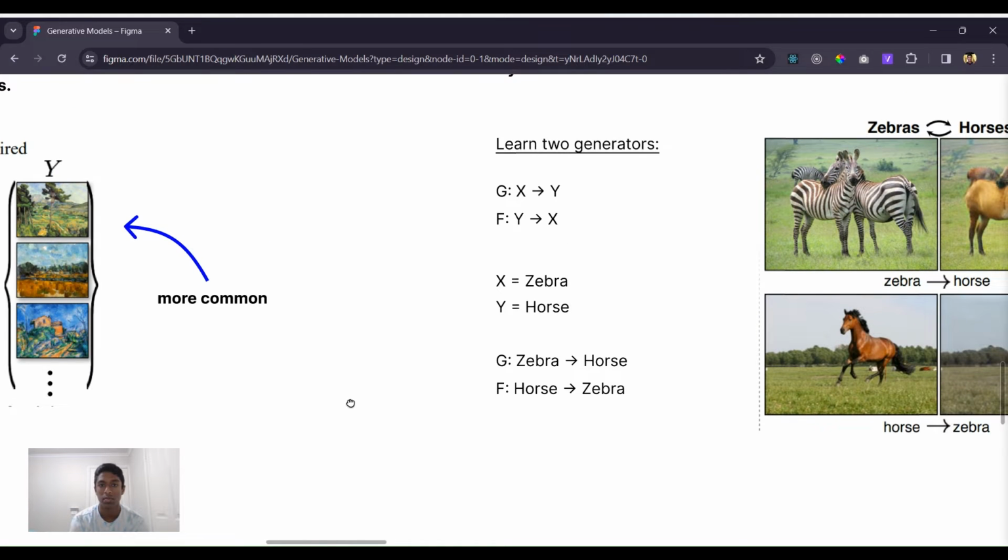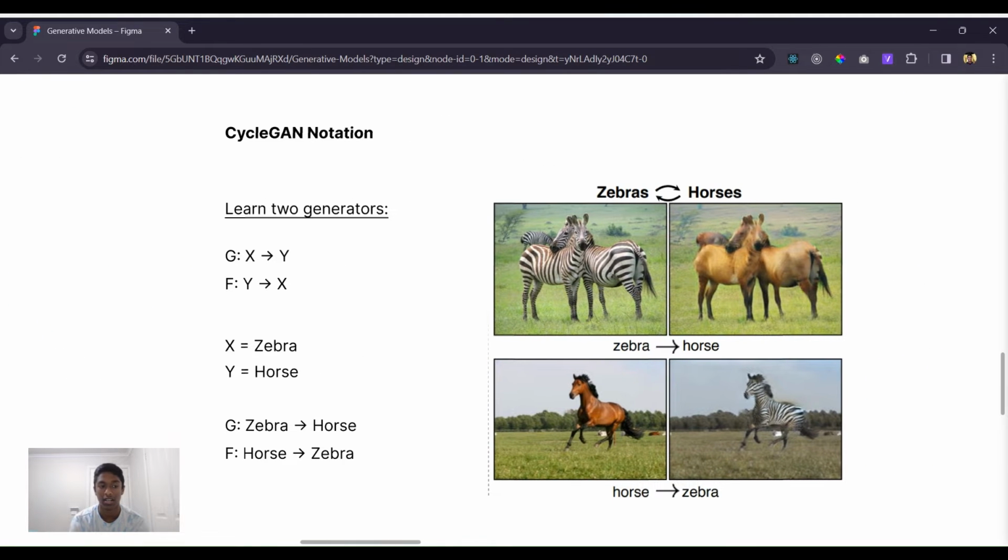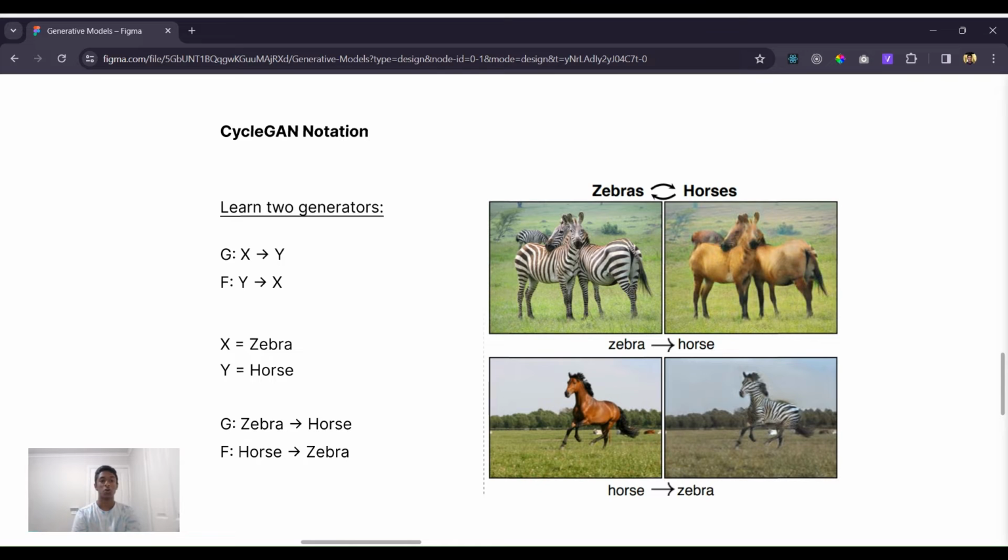So let's now go into some of the details of the CycleGAN architecture. In CycleGAN, we actually have two generators. And that's the really interesting thing about this, and the thing that sets it apart from pix-to-pix. Pix-to-pix had one generator and one discriminator, whereas in CycleGAN, we actually have two generators and two discriminators.